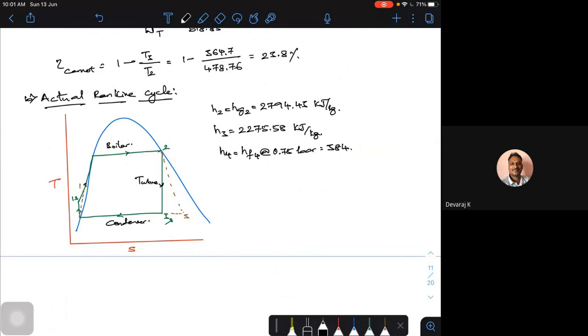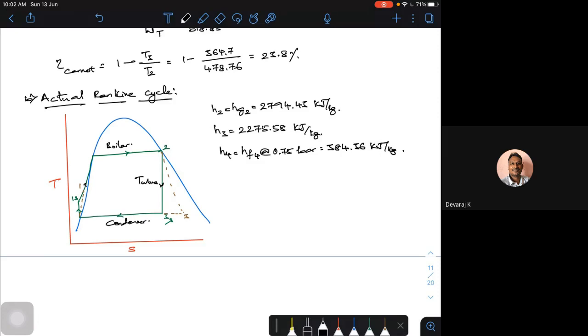384.36 kilojoules per kg. Now, what about the pump work? In this problem, they have given some efficiencies: the efficiency of the turbine is 85%, and the efficiency of the pump and turbine are both 85%, that is 0.85.